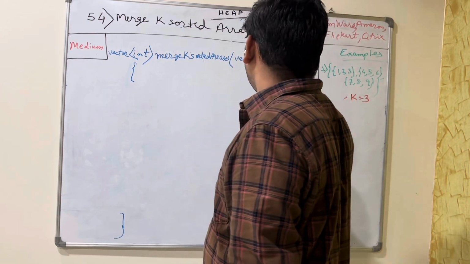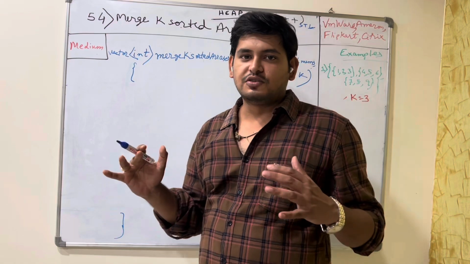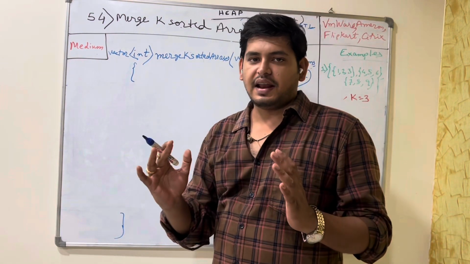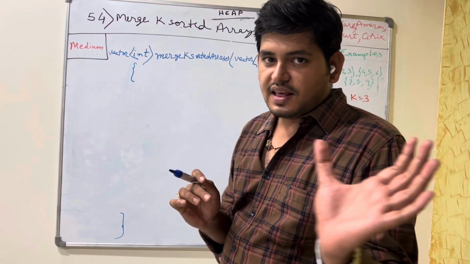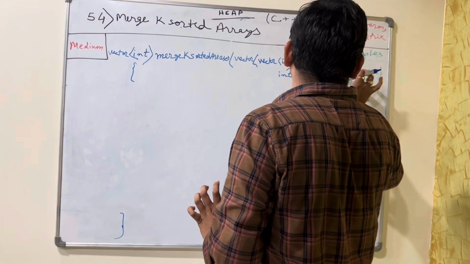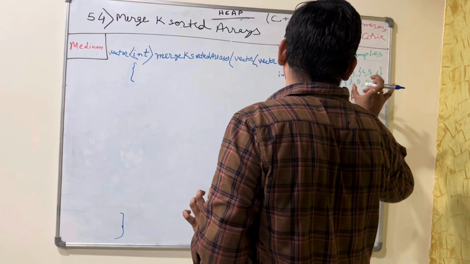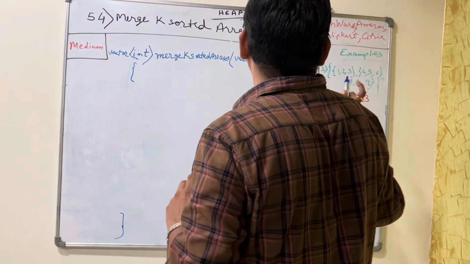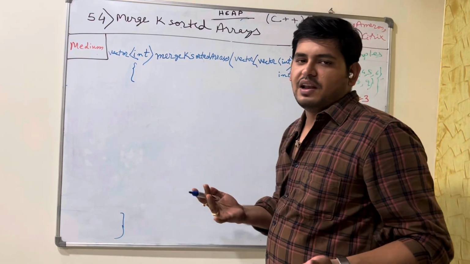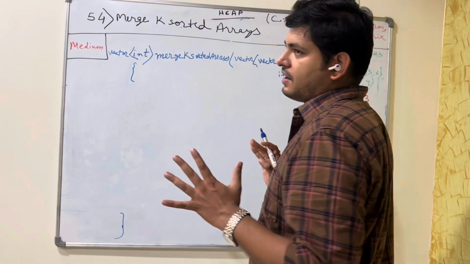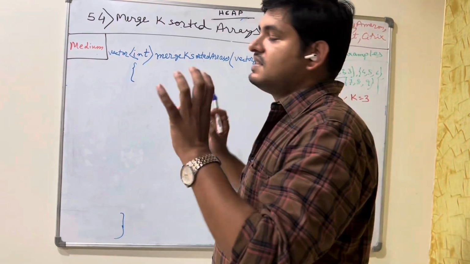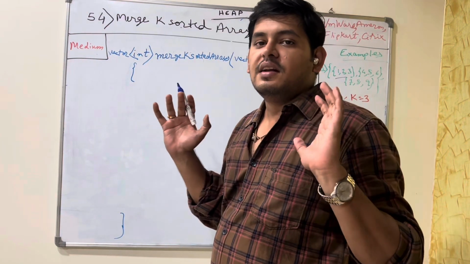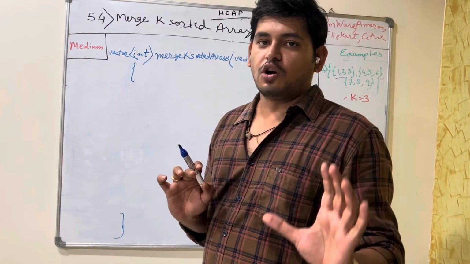So we are given a vector of vector, that means a 2D array, and the inner arrays are sorted, and there are k sorted arrays, right? So the number of total arrays is k, and the outer size of the array is k, and inside it could be any number of elements. It could be equal to k or 4. We don't care, right? But the number of lists inside this 2D array is k. So we need to merge them and return a single array which is sorted.